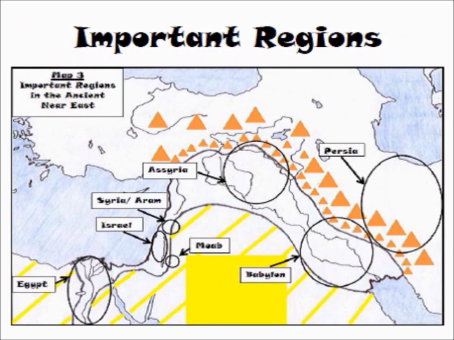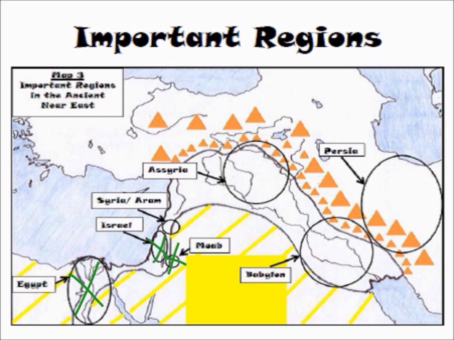Now let's look at some important regions in the ancient Near East. First of all, in the west, you have Egypt. Egypt was a highly influential country through many parts of the Old Testament. Then you have a small little area called Moab. Moab is the place where the people went after their wilderness wanderings and before they conquered the Promised Land under Joshua. It's the site of the biblical book of Deuteronomy.